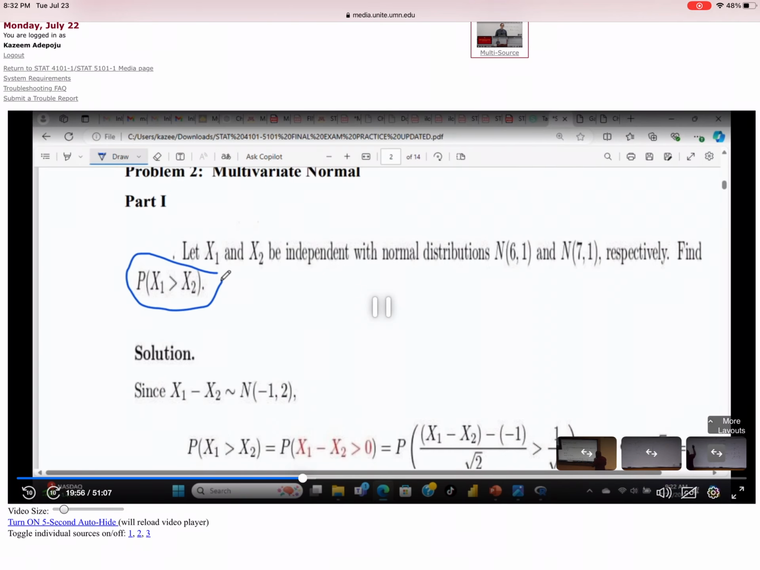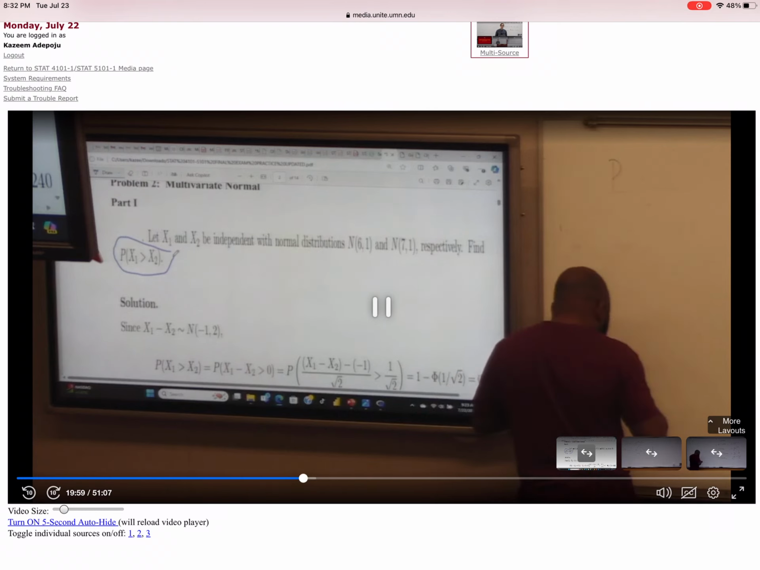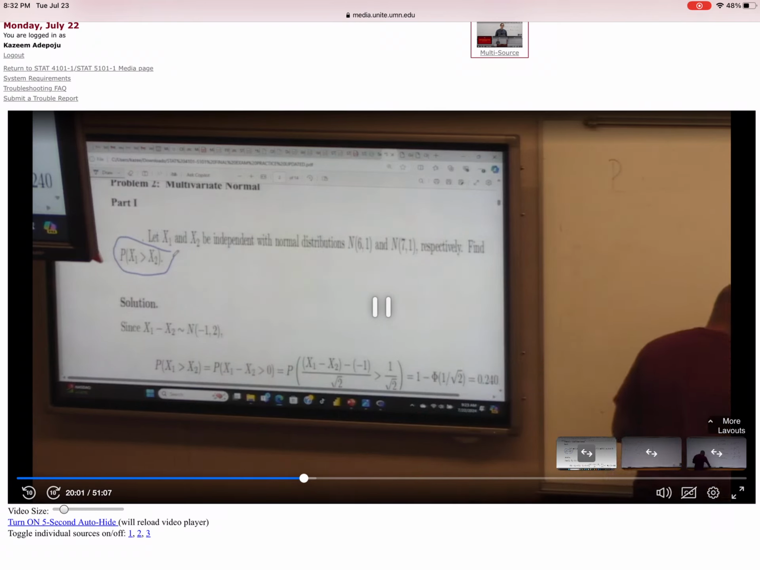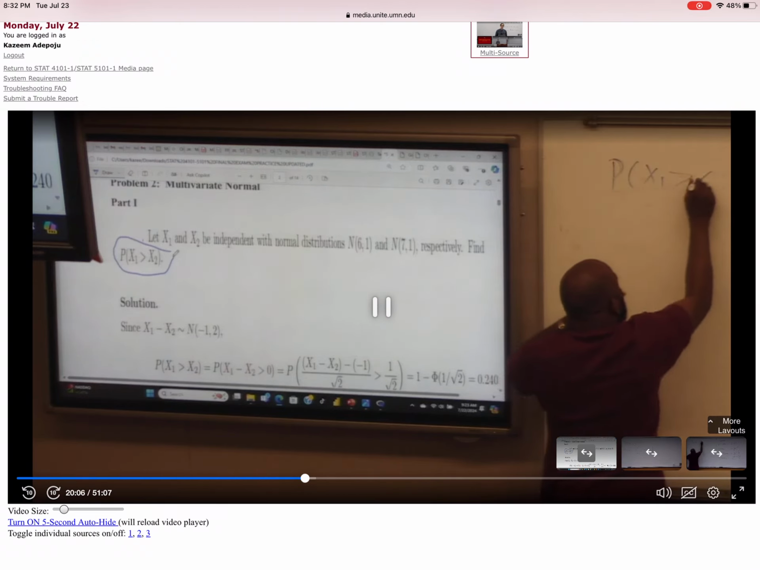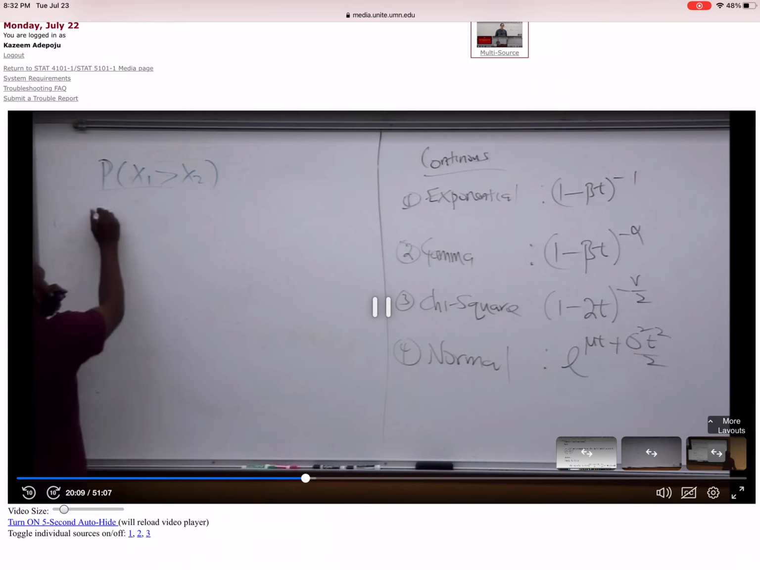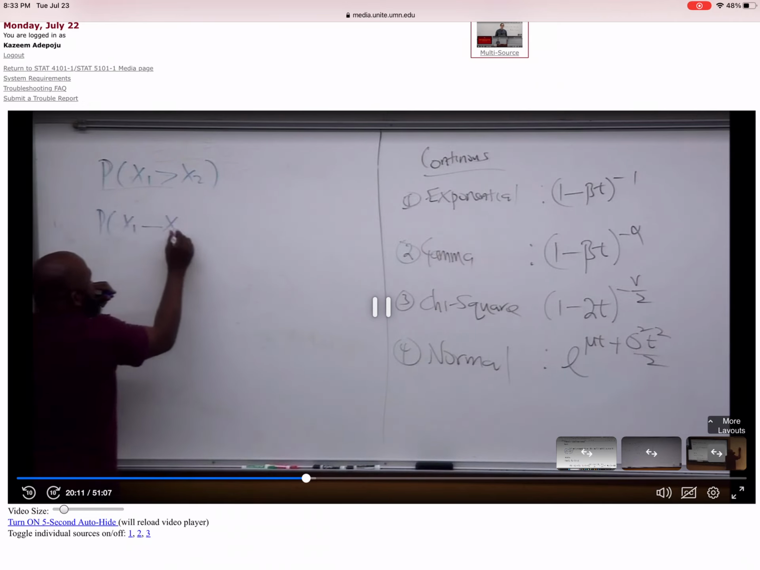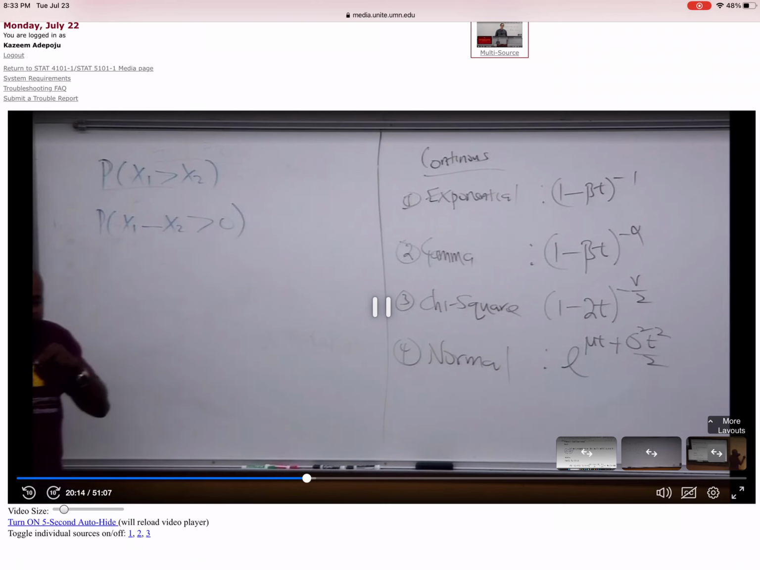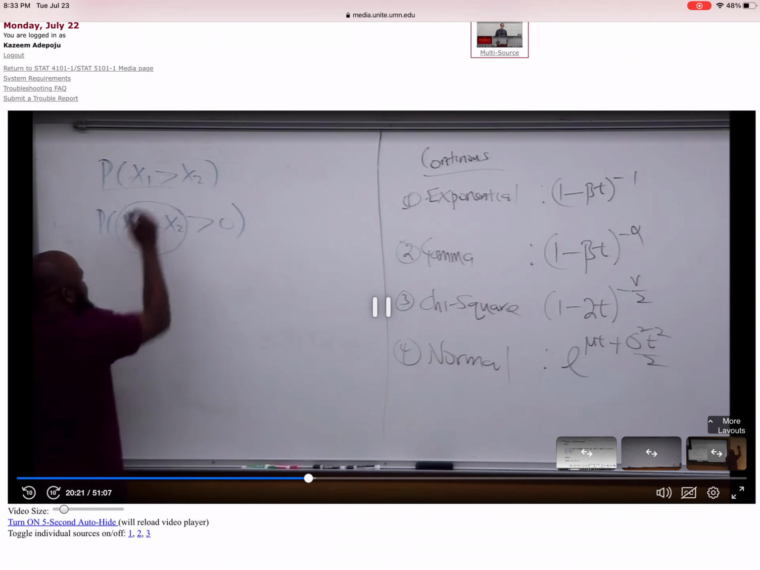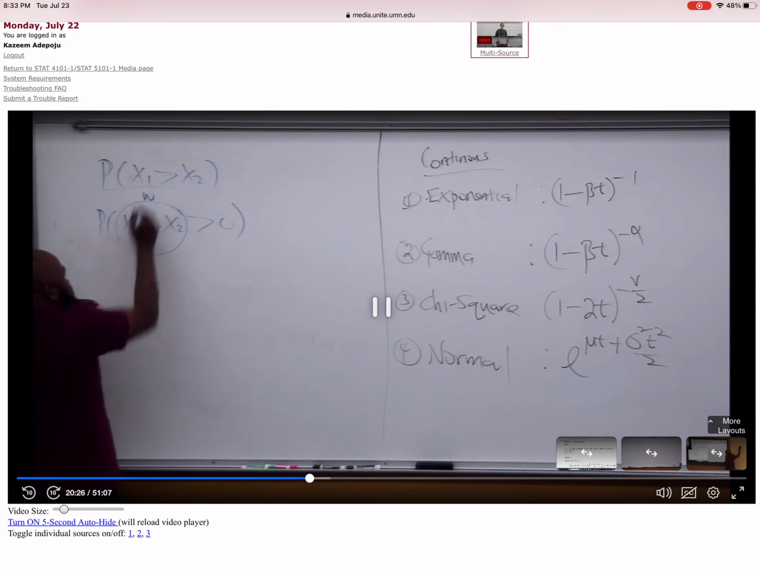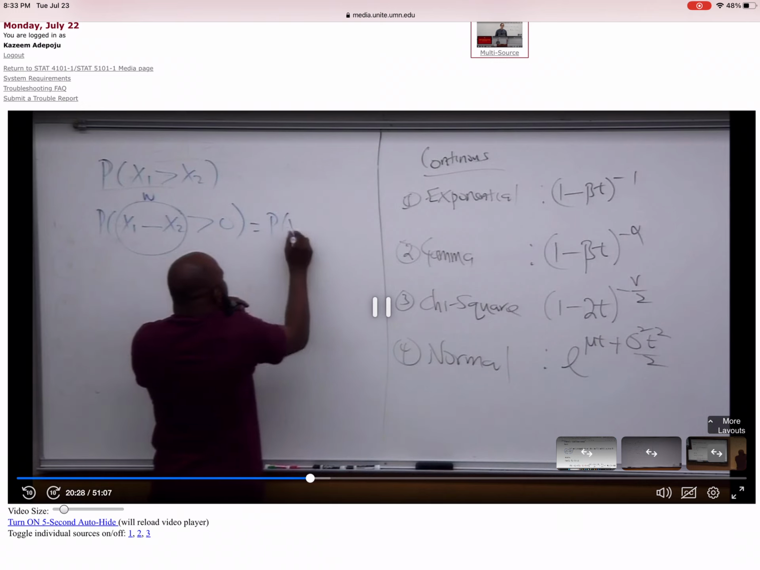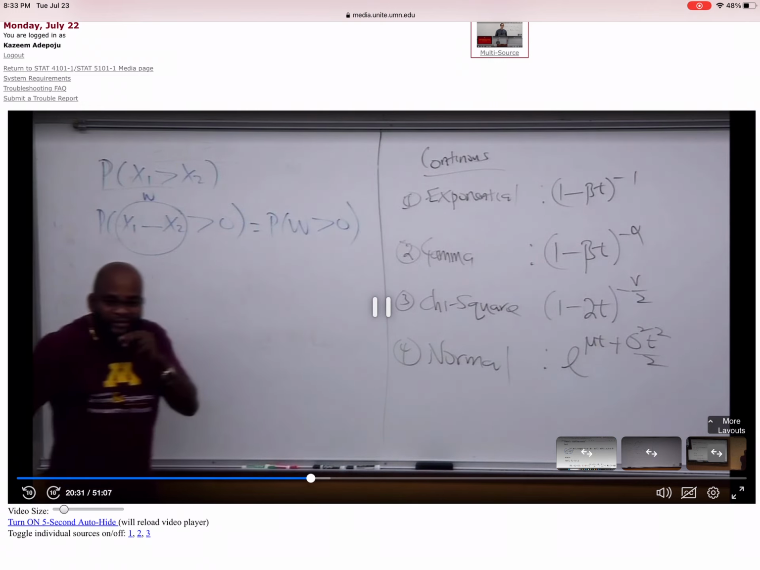Now, you want to find the probability that X1 greater than X2. Okay, what you need to do: X1 minus X2 greater than 0. That's another way to interpret that. Right now, this has become a linear combination, which means this is now a random variable. Maybe I can call that W, so that I'm going to say the probability of W greater than 0.